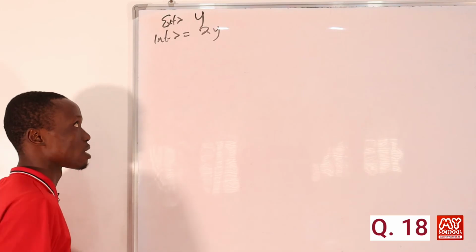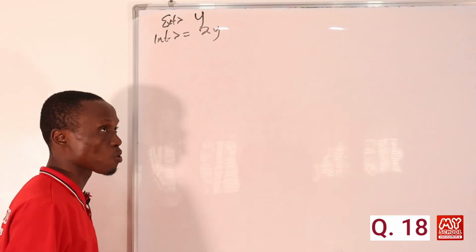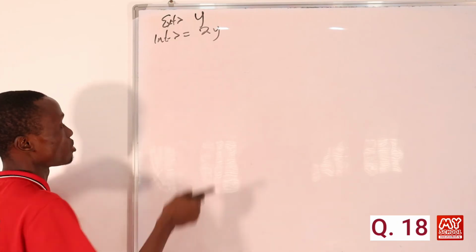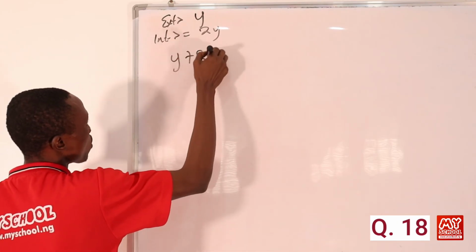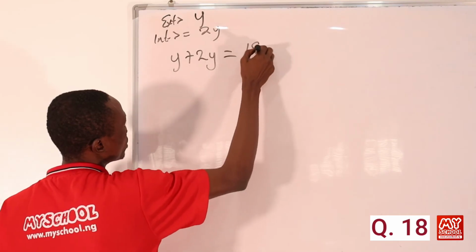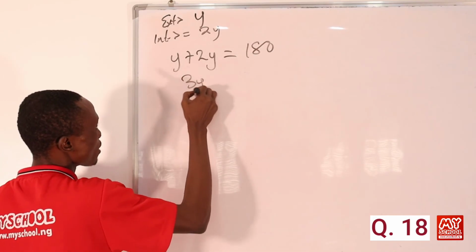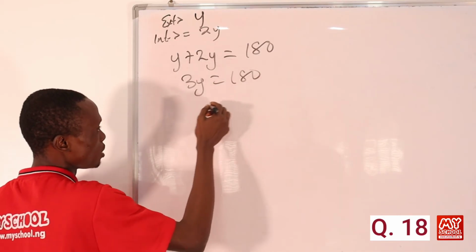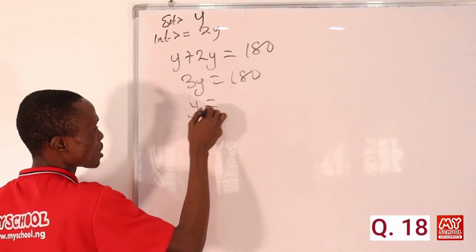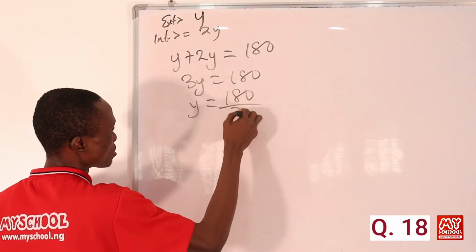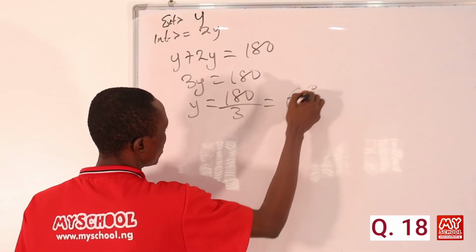Okay, but remember that the sum of interior angle and exterior angle of a polygon is equal to 180 degrees, so y plus 2y is equal to 180 degrees. If we add these two together, we have 3y equal to 180 degrees. Since we are looking for y, we divide both sides by the coefficient of y, which is 3. 180 degrees divided by 3 equals 60 degrees.